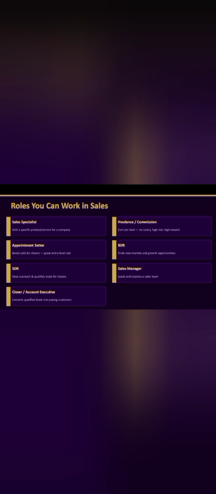That means you earn per deal, but there's always a huge sum of money. Let's say, for instance, in your organization they say you should meet a target of 3 to 4 people per month. But if you're working for yourself and you meet a target of 4 people, you can make more than you would have made in the organization. But it is not really advisable for people that are just at entry level. The next one is BDR. These people find new markets and growth opportunities for the organization.